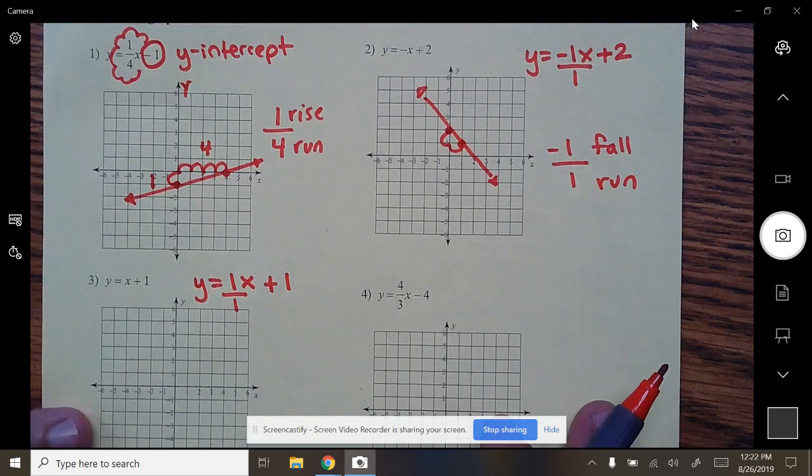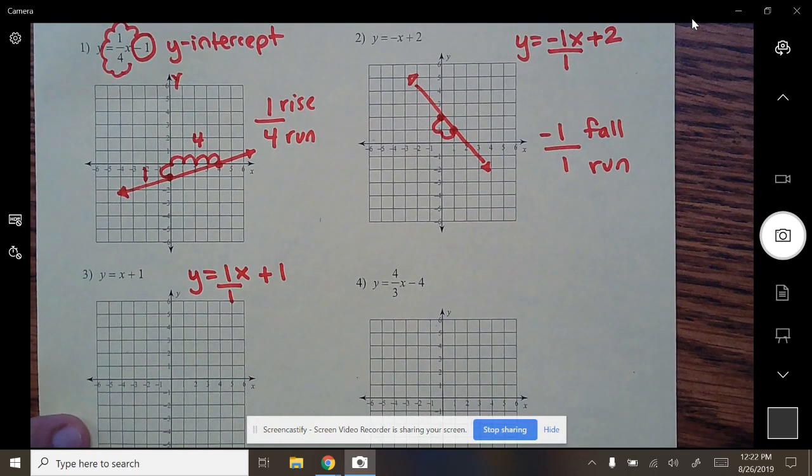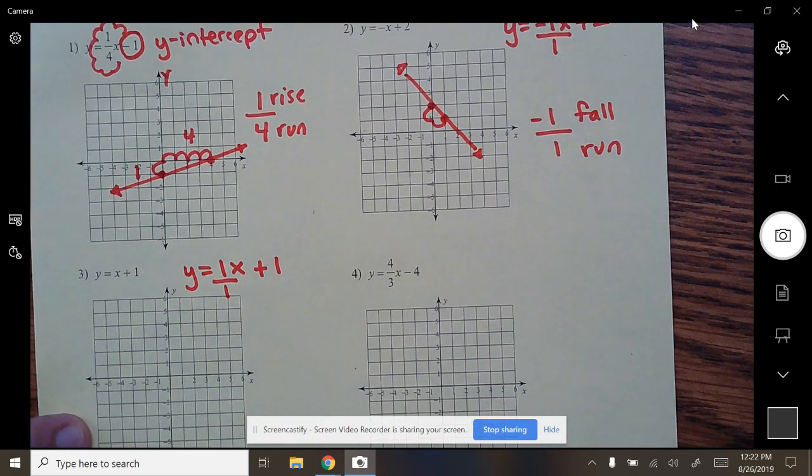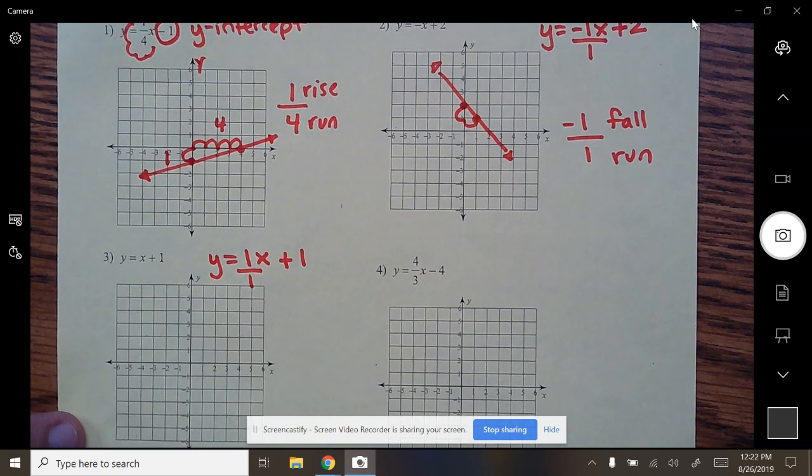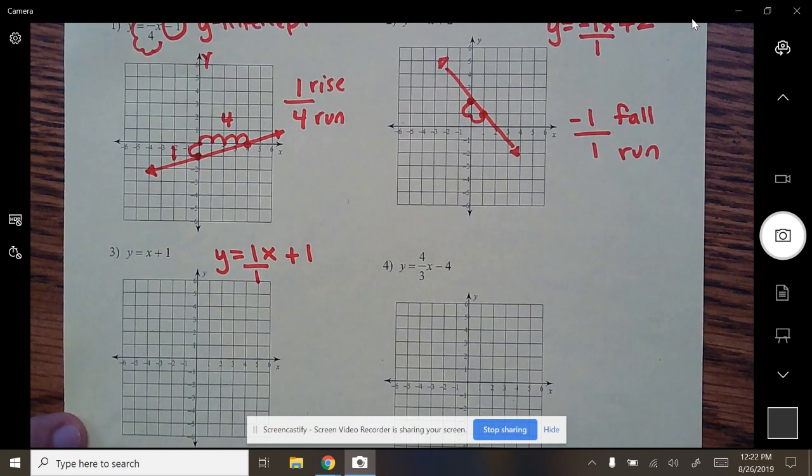Now, go ahead and hit pause and try to do number 3 on your own. And then go ahead and hit play and look at it. It's not going to help you if you just copy what I'm doing. I need you to try and struggle on your own and then check to see if you did it right. And if you did it wrong, just find out where you made your mistake. So go ahead and hit pause now.